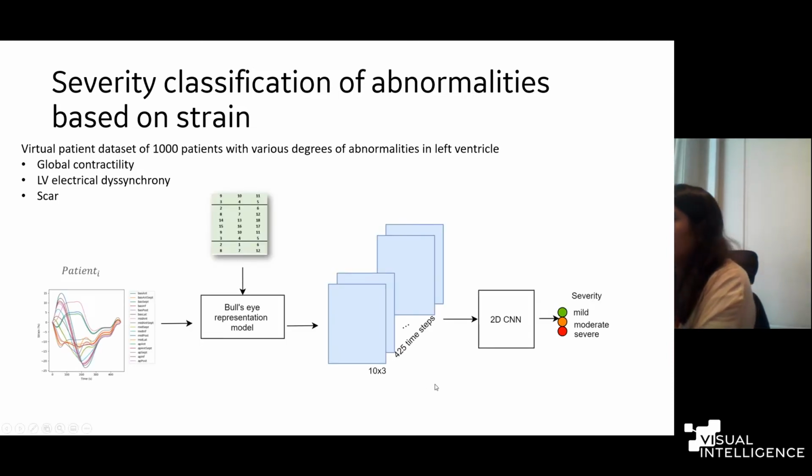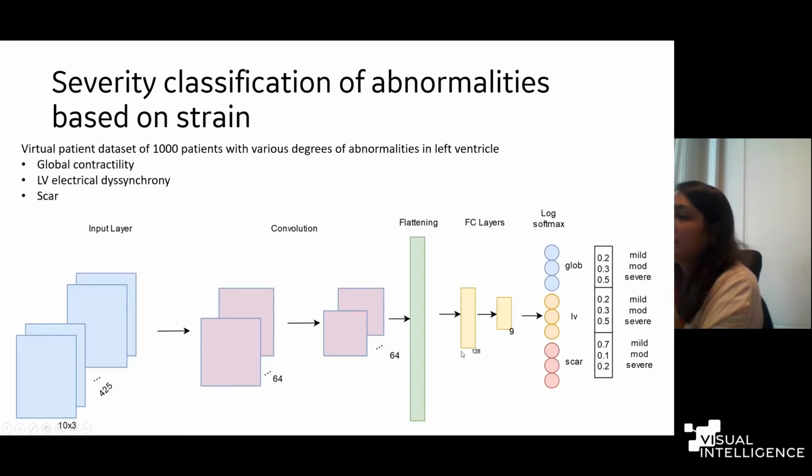Here is a quick pipeline, a generic visual to show the flow of the data and the architecture, not in much detail. As I said, I get the 18 signals, 18 time series, from a virtual patient for each of the ventricle segments through the bullseye representation model, which is shown as only a grid structure here. And after the padding, I feed it into a neural network to predict the severity of different abnormalities.